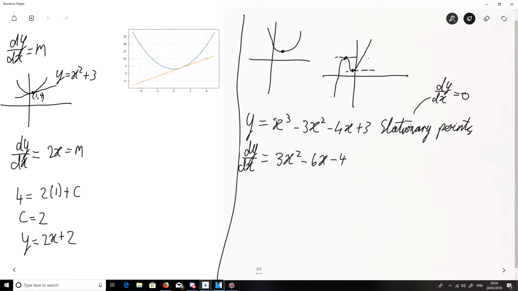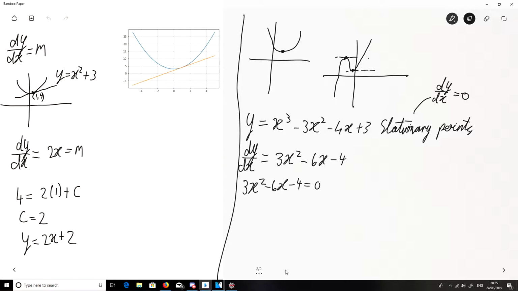So all we've done here is go through and do the same method again, taking the 3 down, subtracting 1, taking the 2 down, subtracting 1, and taking the x out and taking the 3 out. 3 just drops off. So we've got this derivative here. Now, at stationary points, dy by dx is equal to 0. So that means that 3x squared minus 6x minus 4 is equal to 0. So this is looking like something we know what to do with.